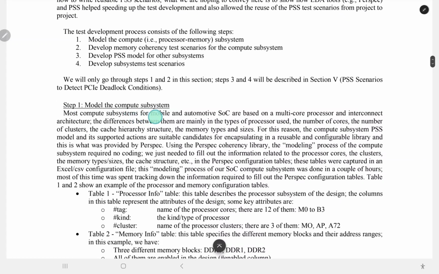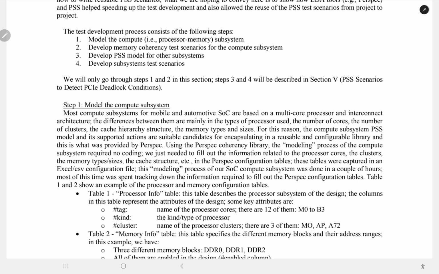Most compute subsystems for mobile and automotive SoCs are based on a multiple-core processor and interconnect architecture. The differences between them are mainly the types of processor used, the number of cores, the number of clusters, the cache coherent hierarchy structure, and the memory types and sizes. For this reason, the compute subsystem PSS model and each supported action are suitable candidates for encapsulating in a reusable and configurable library. And this is what is provided by Perspec.